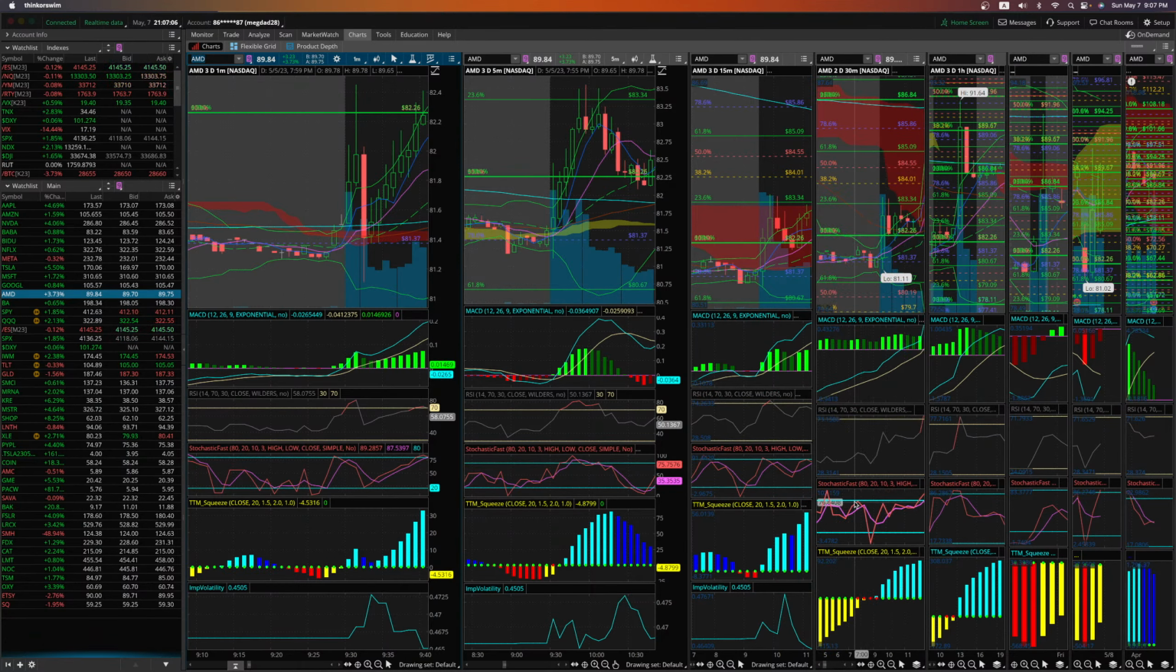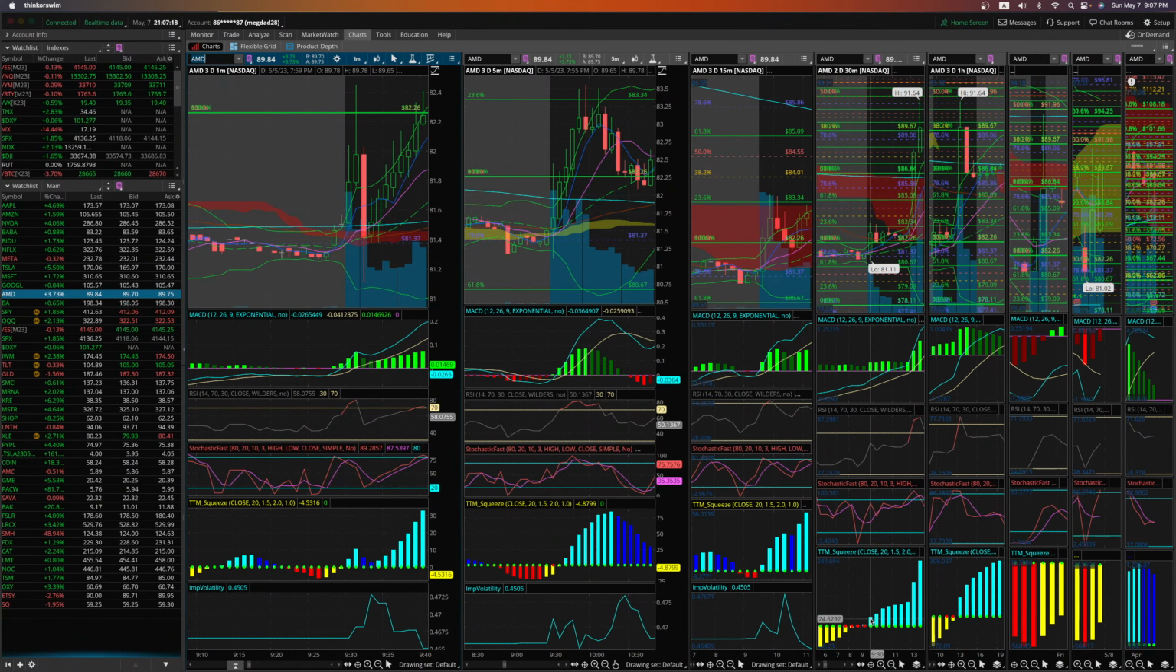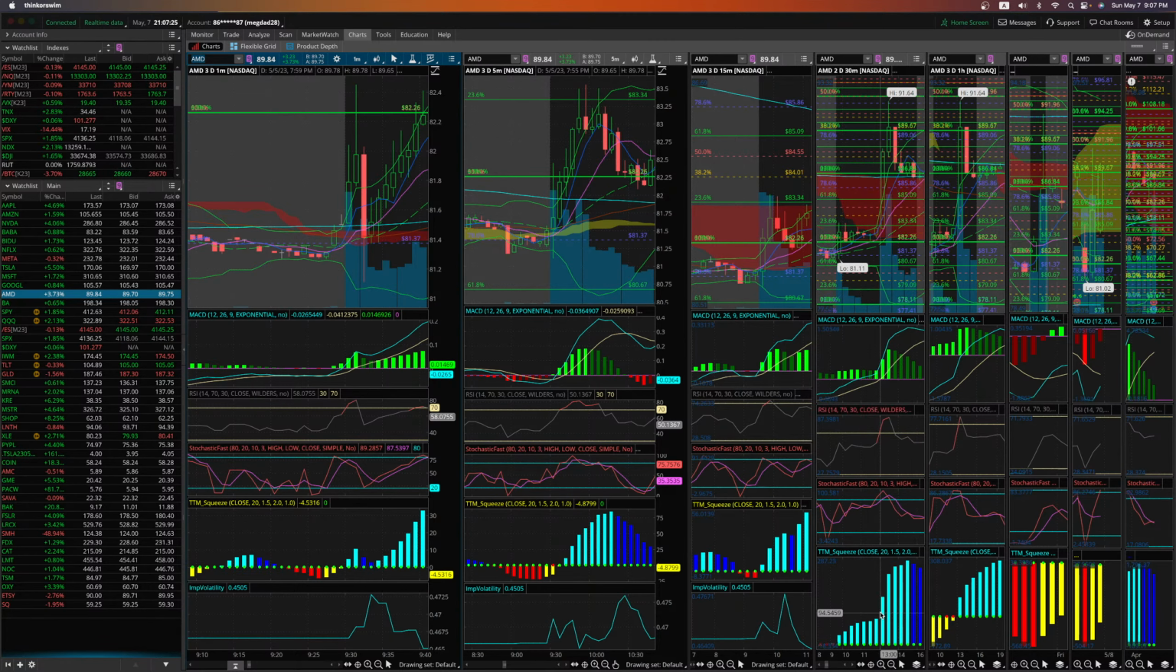You can see here on the 30 minute AMD, it was a yellow bar rising, yellow bar getting smaller, smaller, smaller until it changed color. Once it changed color, it gets into acceleration. Once the bar starts rising, that means acceleration. You can see here how the acceleration gets another acceleration.